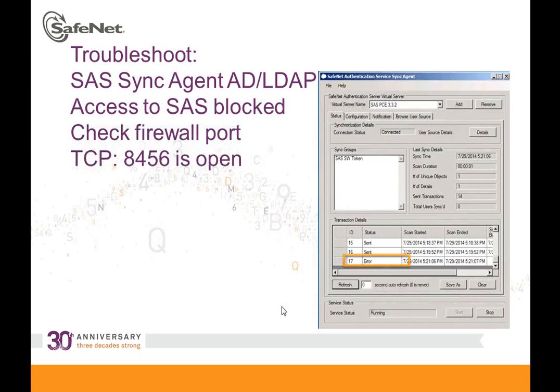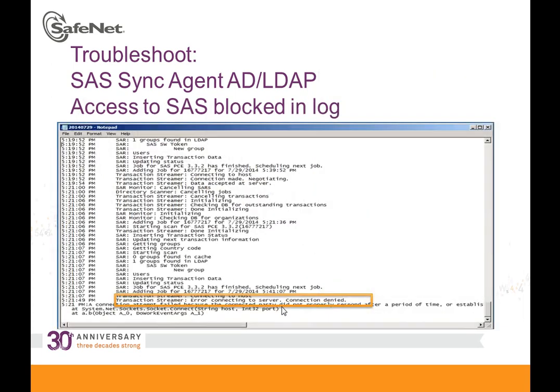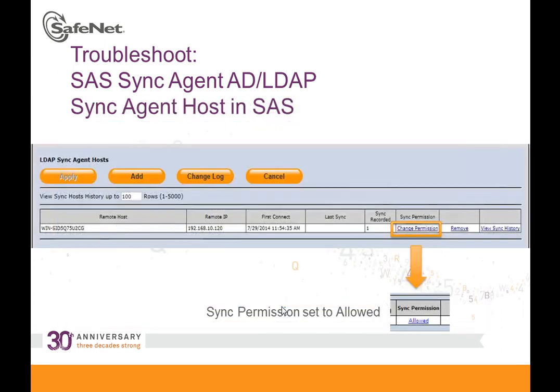The sync agent, we may receive an error message, which means that our connection on TCP 8456 is blocked between the agent and SAS. Again, looking in the log file, we can see here the transaction streamer, error connecting to server, connection denied. So simply by checking the firewalls, both where the agent is installed and the firewalls between the agent and SAS, make sure that TCP 8456 is open. And again, the SAS agent is pushing this data to the cloud, so we need to make sure that those particular ports are open.